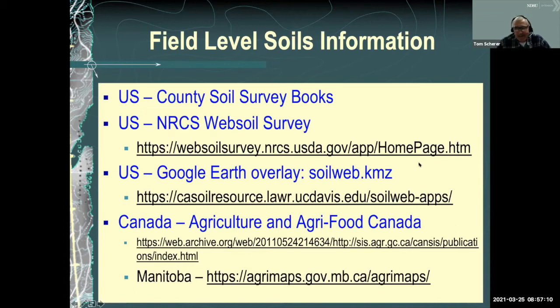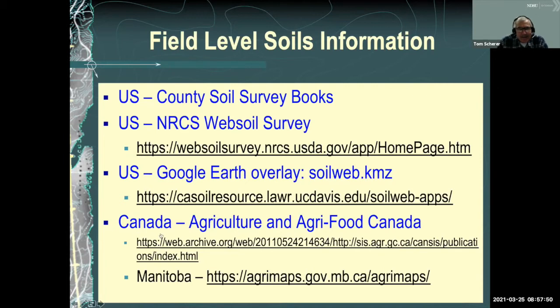I use that sometimes for more detail, but I use a Google Earth overlay called Soil Web. Google Earth Pro is free. You can download it and then get an overlay called soilweb.kmz from the California Soil Resources website. I've got the website here, and this is in that list of links that Hans mentioned, which we have on a separate sheet that will be sent to you.